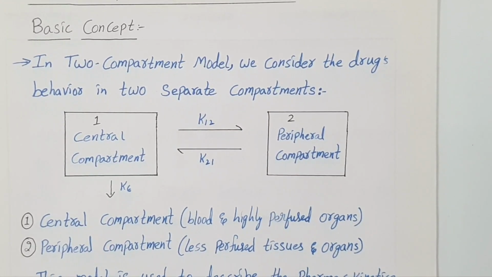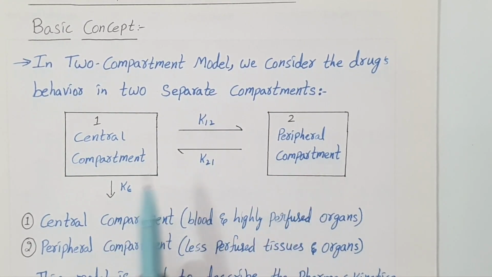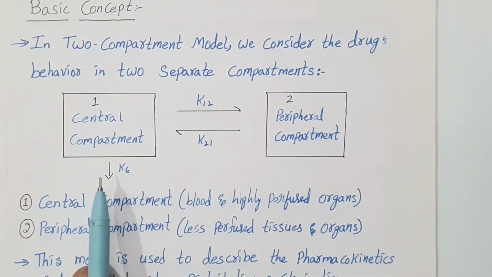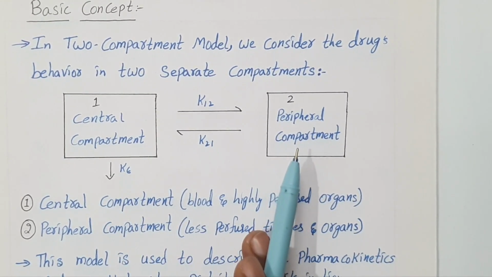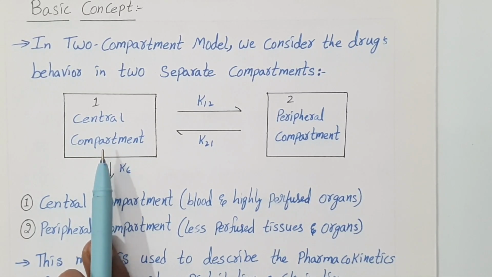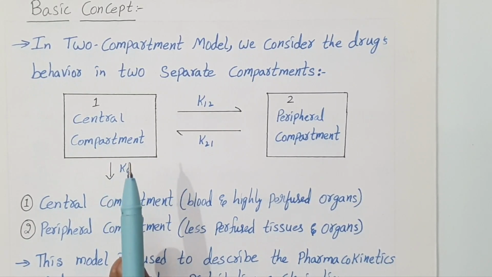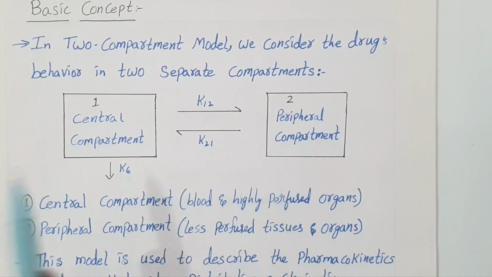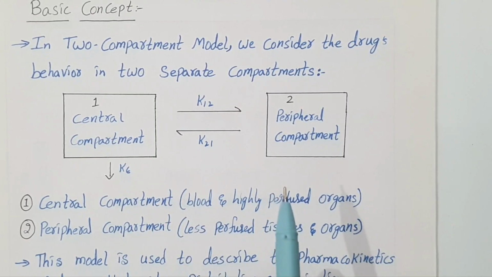Imagine your body is divided into two boxes. The first one is the central compartment and the second one is the peripheral compartment. The central compartment includes blood, heart, liver, kidneys and all the organs that get drug supply fast. The peripheral compartment is made up of tissues and organs that receive drug slowly.